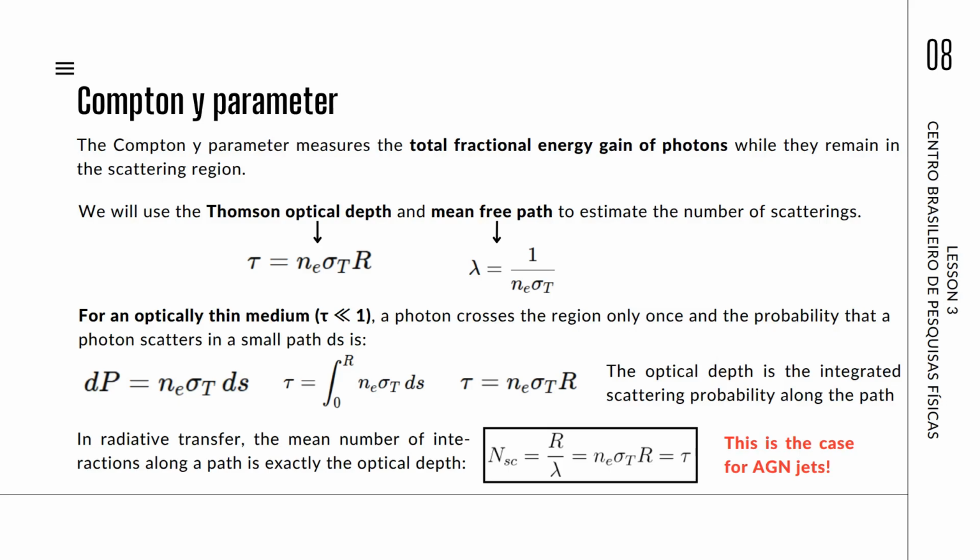So we use this concept and the concept of mean-free path. This you are familiar with, no? Mean-free path. Okay, we use this to estimate the number of scatterings that we are having in this region. So for an optically thin medium, this is the first approximation. So tau much smaller than 1, a photon crosses the region only once, and that probability is given by that. So the probability is the density times the cross-section ds. But if you integrate, this will be identical to tau. Okay, so at the end, the probability of interaction is exactly tau. Okay, is exactly the optical depth.